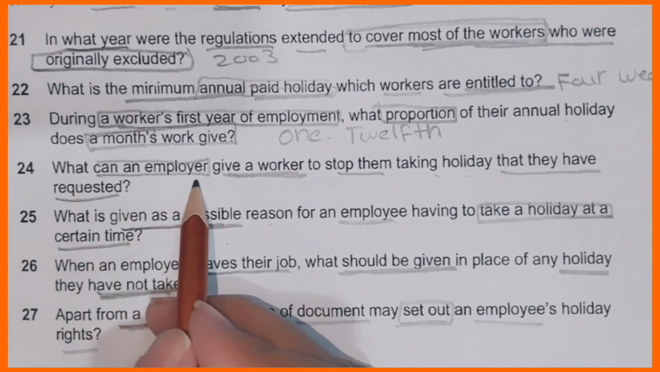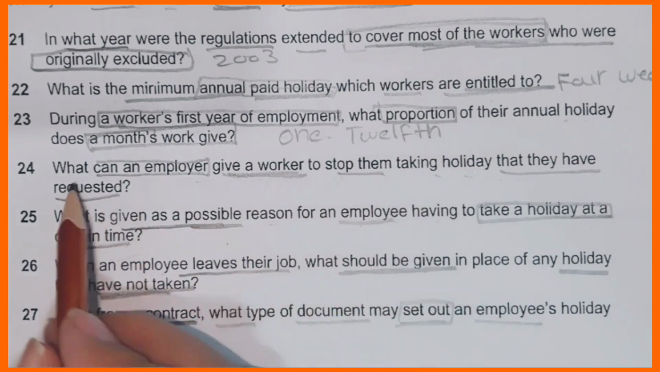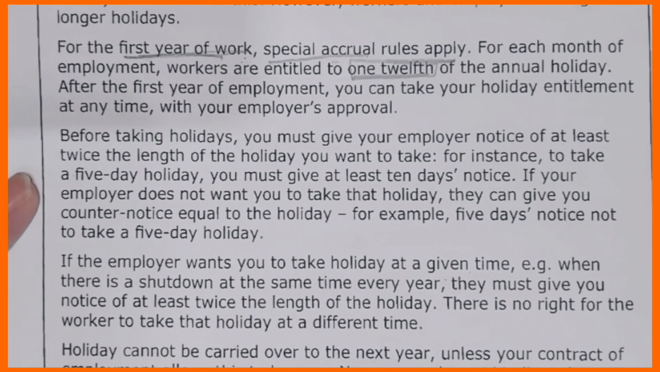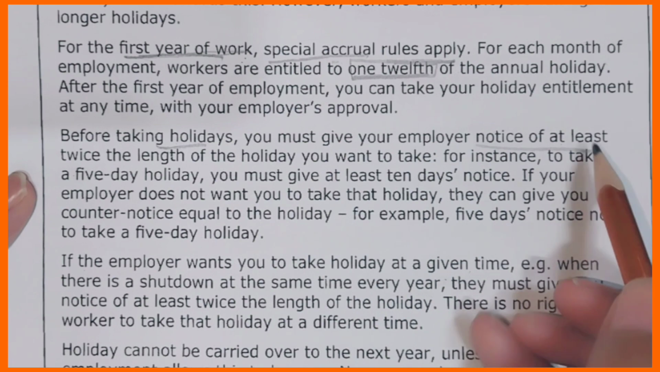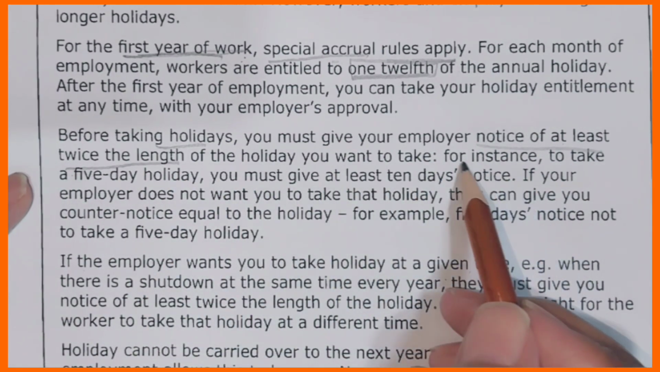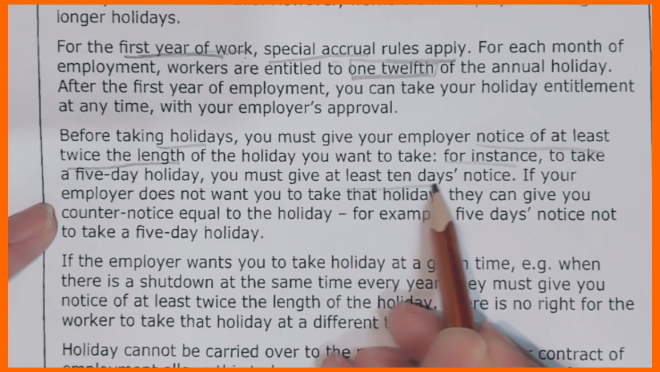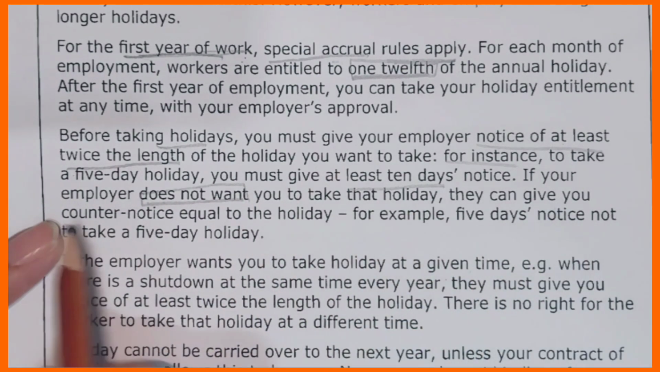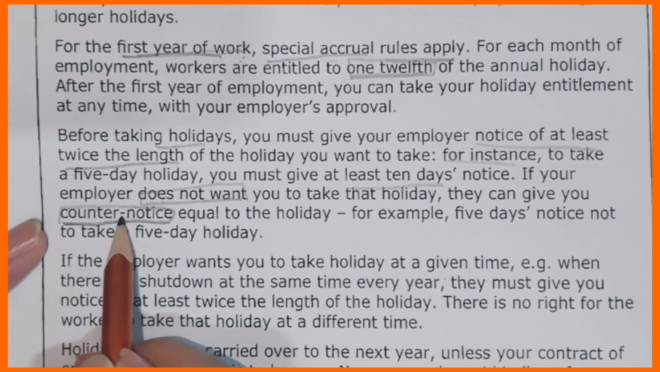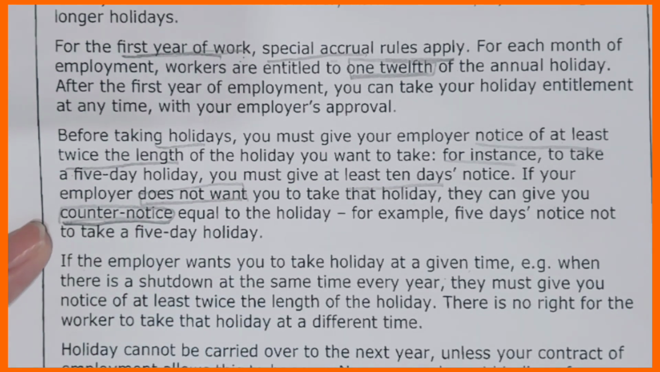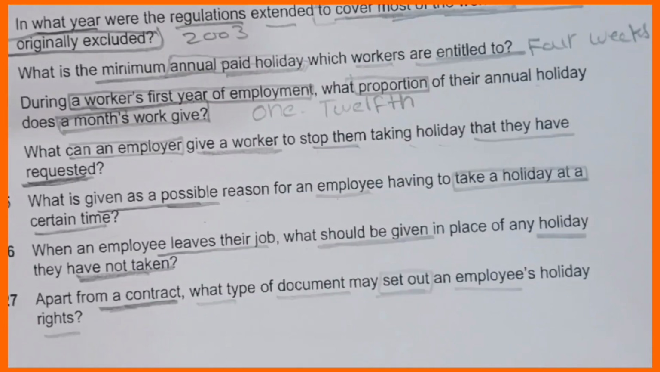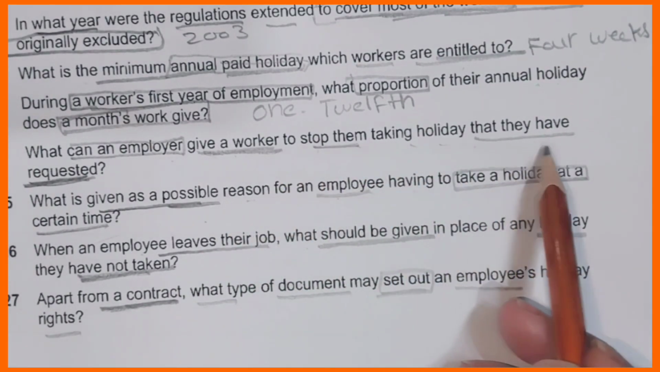Next question is, what can an employer give a worker to stop them taking a holiday that they have requested? So what can an employer do? We will find out the answer here. Before taking holidays, you must give your employer notice of at least twice the length of the holiday you want to take. For instance, to take a 5-day holiday, you must give at least 10 days' notice. If your employer doesn't want you to take that holiday, they can give you counter notice. Always double-check these types of hyphens, commas and such things, as you can see. These are very important. So if the employer doesn't want you to take the holiday, they can give you counter notice. So what will be the answer? What can an employer give a worker to stop them taking a holiday they have requested?